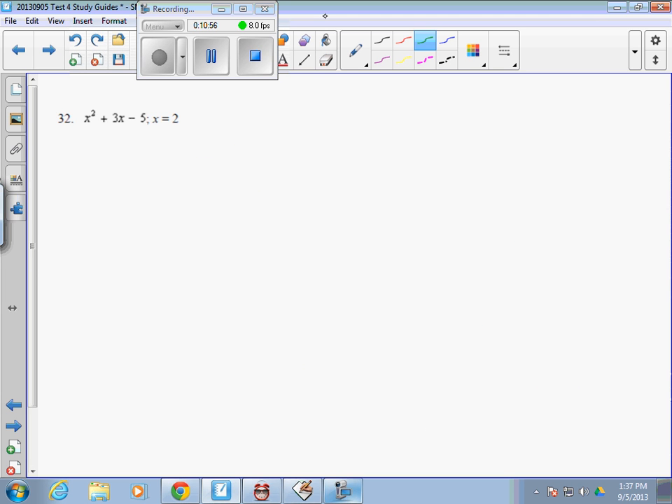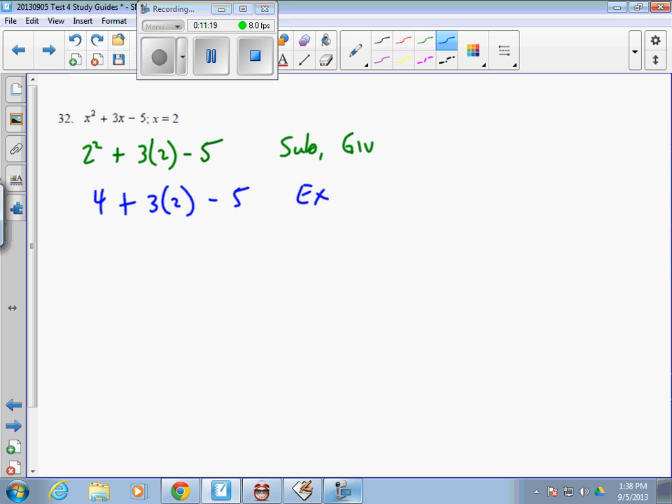Number 32 says x squared plus 3x minus 5 when x's value is 2. X's value, we're going to plug in 2 squared plus 3 times 2 minus 5. All we did right there was substitute in given values. 2 squared is what has to happen next. 2 times 2 is 4 plus 3 times 2 minus 5. That's just evaluating exponents because of order of operations. Do multiplication next. 3 times 2 is 6. So 4 plus 6 minus 5, that's just multiplication because of order of operations. Then just work addition and subtraction left to right.